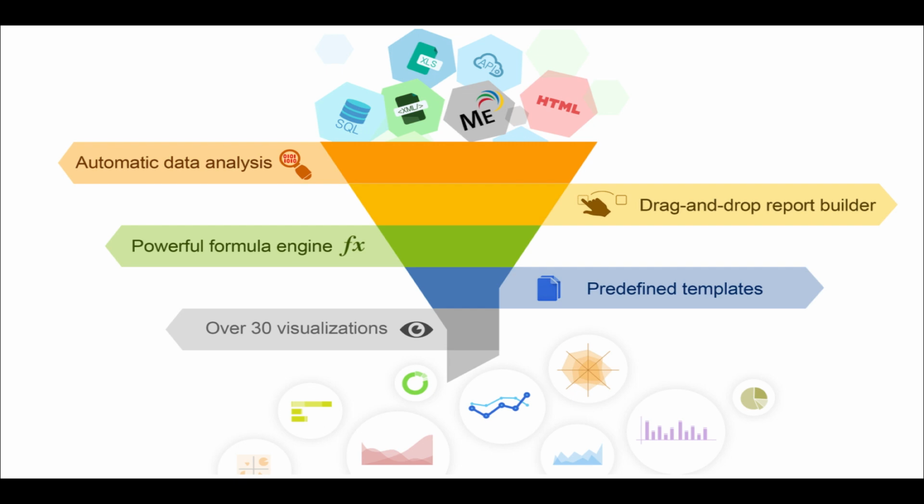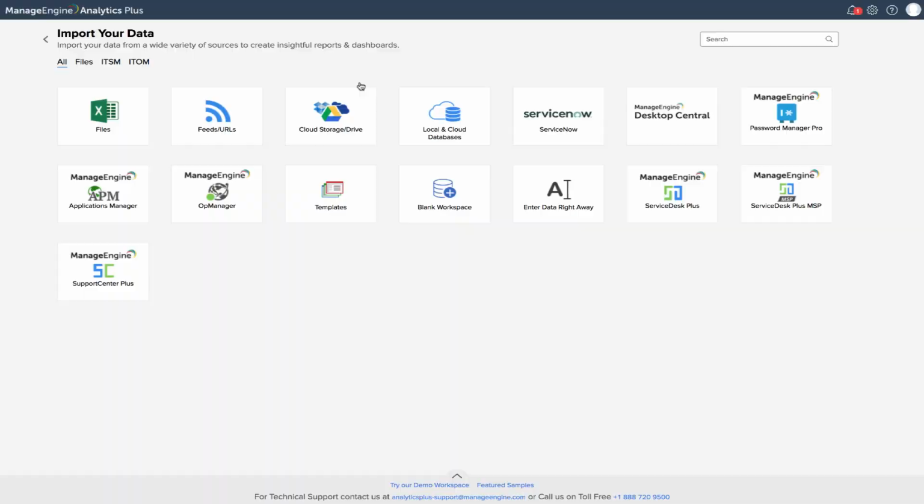I'm going to quickly show you how you can go about setting up the integration. So first of all, you'll have to download the ManageEngine Analytics Plus application and set it up on one of your servers. It can very well sit on the server in which Password Manager Pro is already running, provided the server has enough resources to run both the applications. As soon as you set up the application and log into it, you're going to see a set of tiles like this, which display the different ways using which you can import information into Analytics Plus.